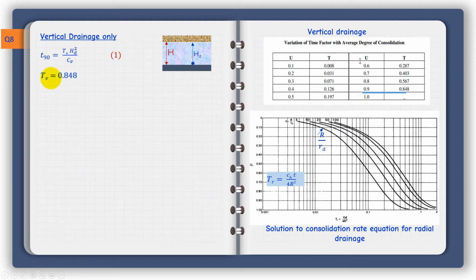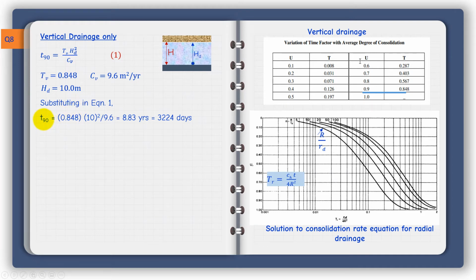Now we have the time factor as 0.848, given from this table here. As you can see, when the degree of consolidation is 90%, that's 0.9, the corresponding value for the time factor is 0.848. CV is given as 9.6. H, the longest drainage path, is 10 meters. So now I can simply substitute in this equation to work out the time T.